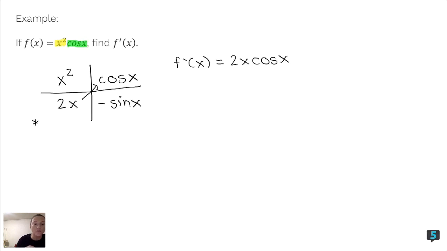Now with the product rule, we're always going to add, but we've got to think ahead a little bit here, okay? If I'm going to add x squared times the quantity negative sine x, what really happens when I add a negative? It's really the same as what?